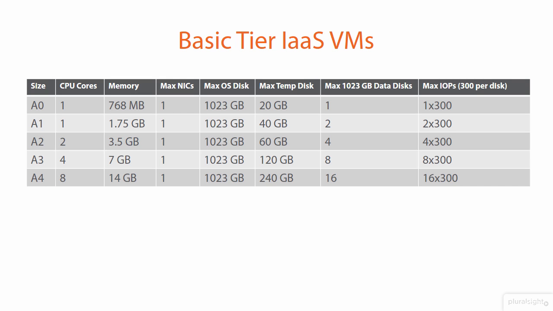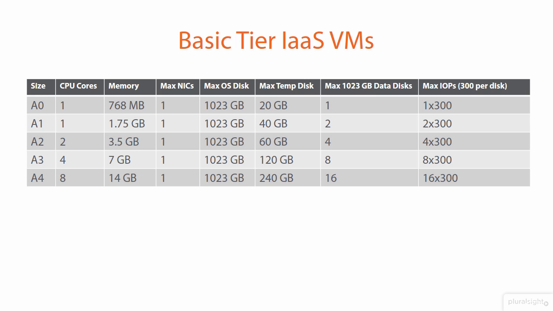So here is your list of basic tier IaaS VMs, and these are really minimalist basic VMs that you might throw up as a proof of concept, but are really not high performing VMs. You can see here that they range from 768 megabytes of RAM through to 14 gig. 14 gig's not bad, but remember that these are going to be on traditional disks.